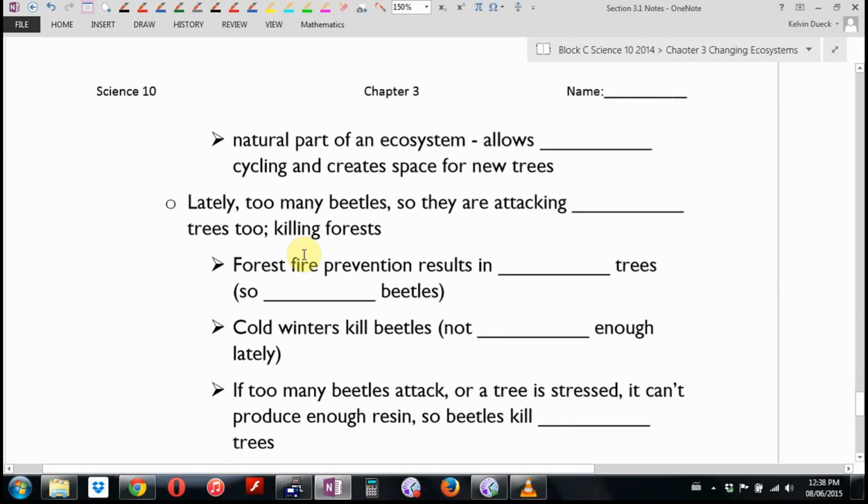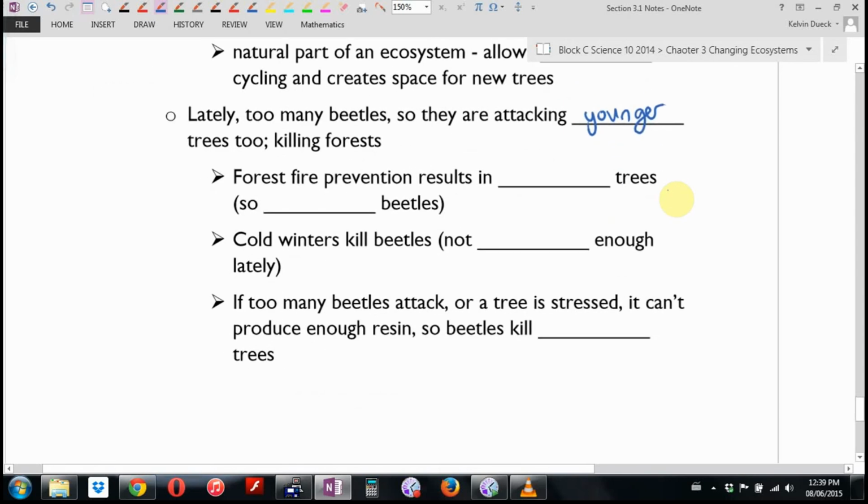So the beetles are a natural part of an ecosystem. Again, it allows nutrient cycling and creates space for new trees, but lately too many beetles. And they're hungry. So they're attacking younger trees too, killing entire forests.